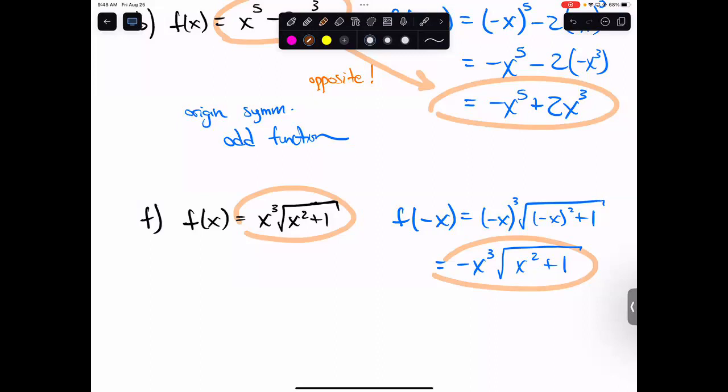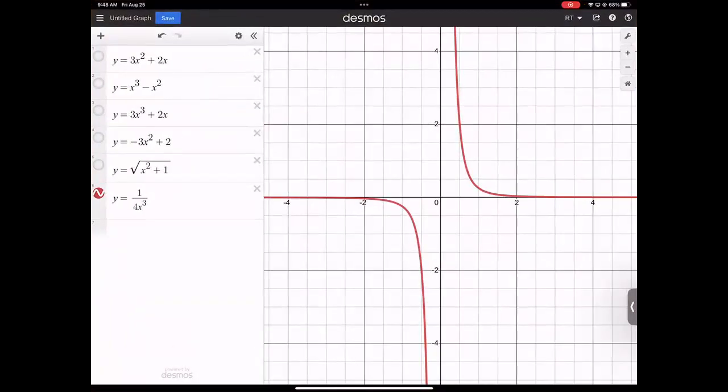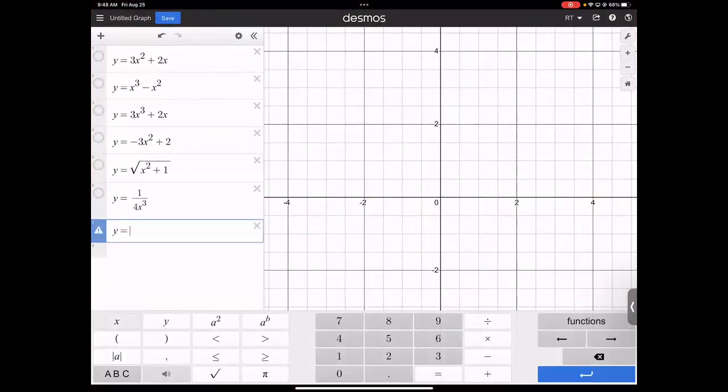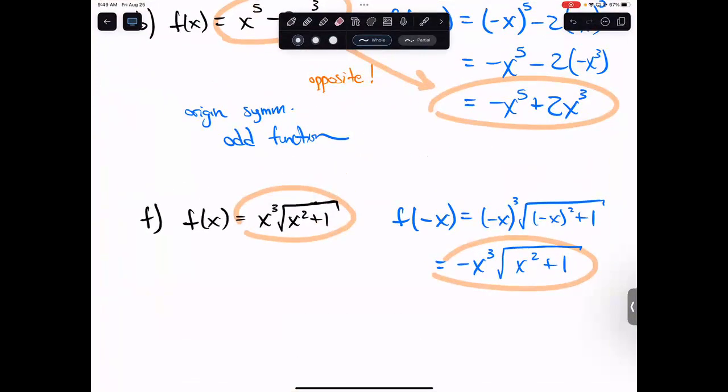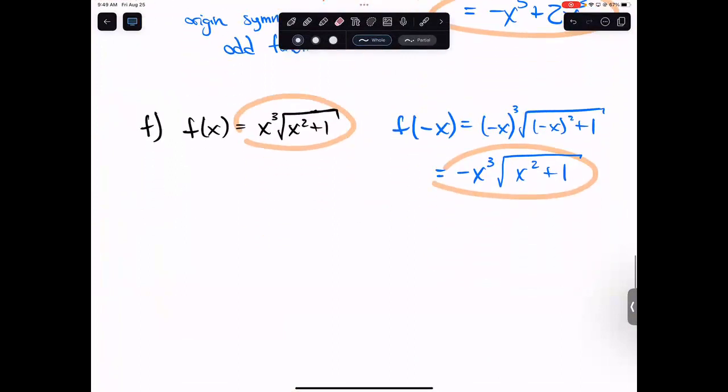Okay, let's look at the graph though. Y equals x cubed square root x squared plus 1. Is it odd? Yeah, it's origin symmetric. It's an odd function. So this is why I don't want us to lean on just the powers being even or just the powers being odd or whatever. That is opposite in sign from the original thing.